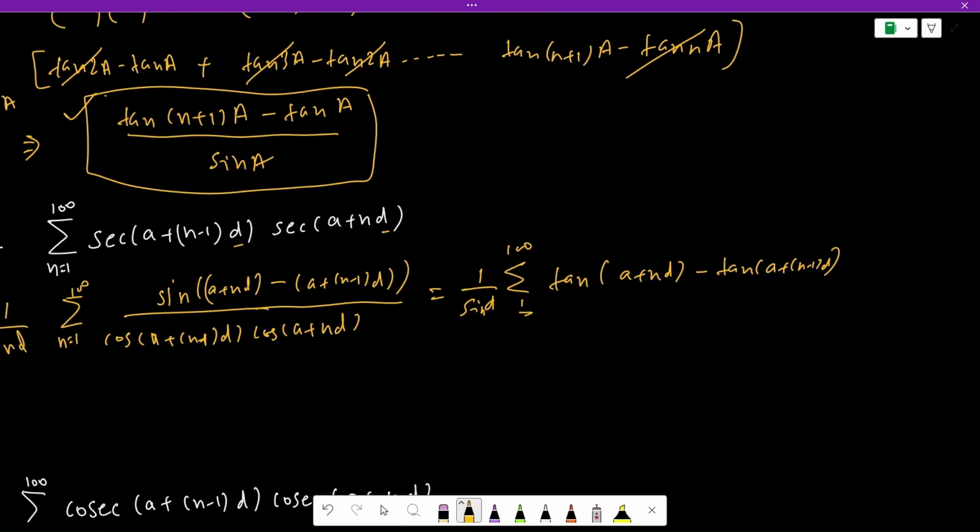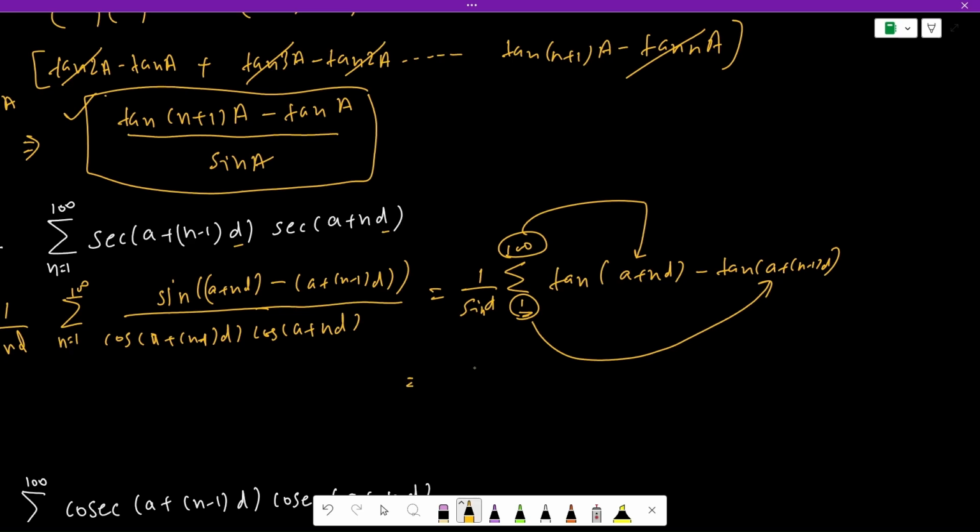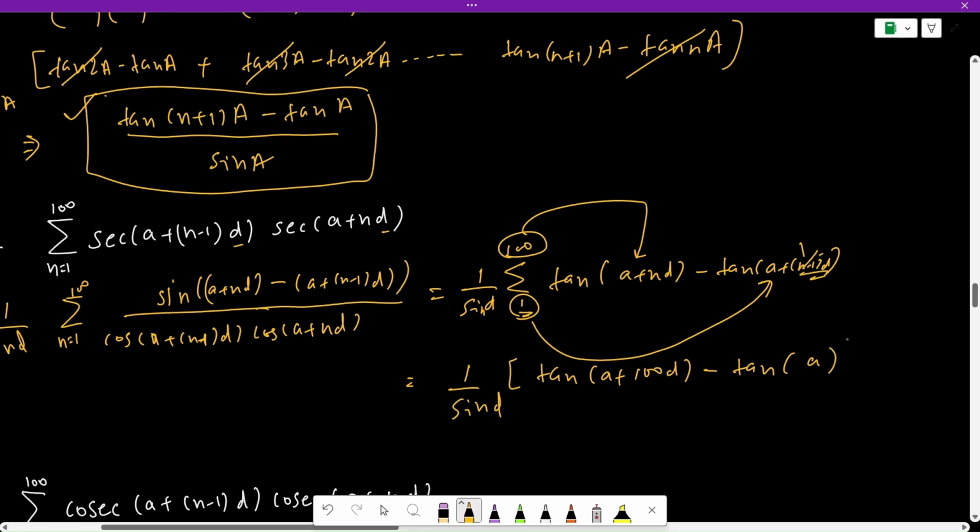Now again, what we do always is the upper limit goes to the term-wise greater term here, and the lower limit goes to the term-wise lower value here. So what we get is 1 by sin d into tan(a plus 100d) minus tan a plus 1 will cancel out, this will become 0, so tan a. So this is the final answer.